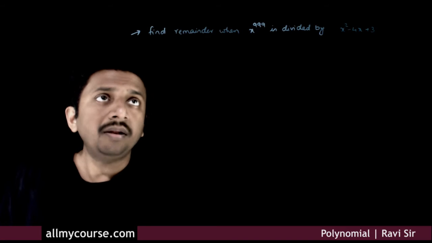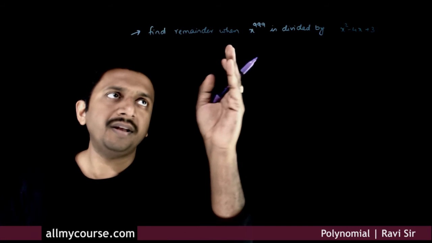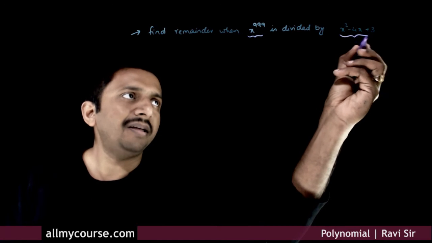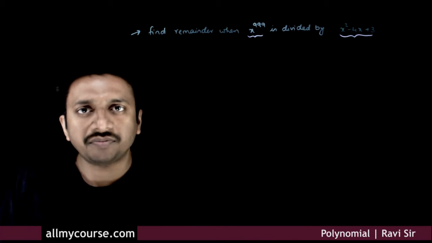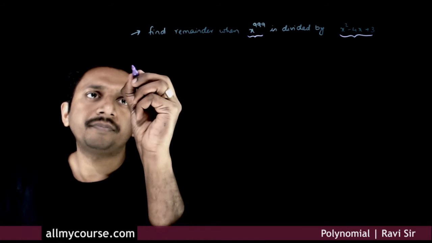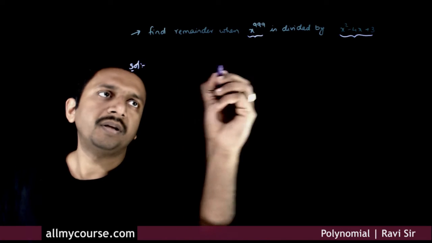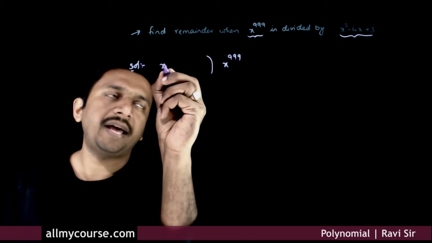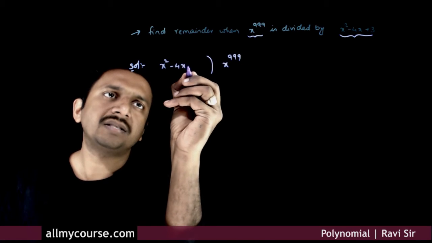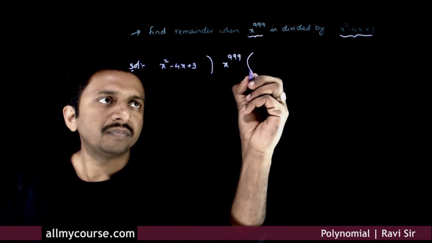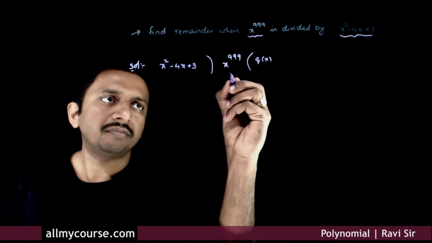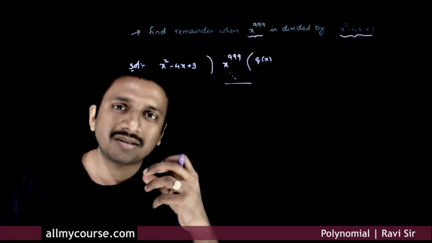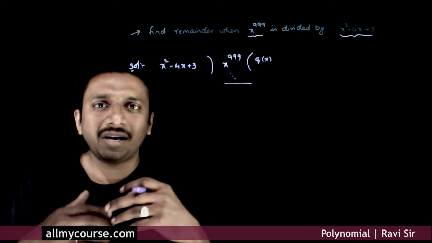So in this example, you're asked to find the remainder when x power 999 is divided by x square minus 4x plus 3. So x power 999 is divided by x square minus 4x plus 3. So you get some quotient and you get some remainder. So what is the form in which the remainder might look like?